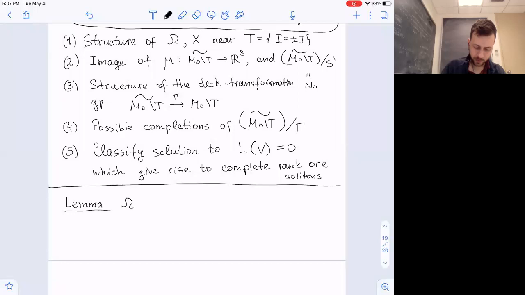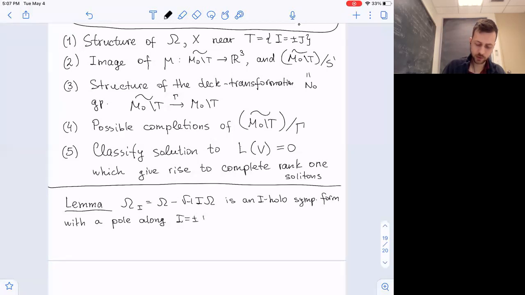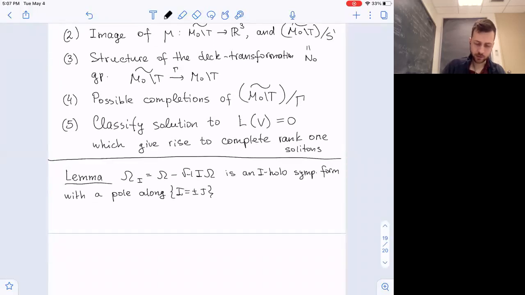We can cook up a holomorphic 2-0 form, right? Which will be omega minus square root of minus 1 times omega. So it's a holomorphic symplectic form with a pole along I equals plus or minus G. Okay, it's not really a lemma yet. It's just a setup.